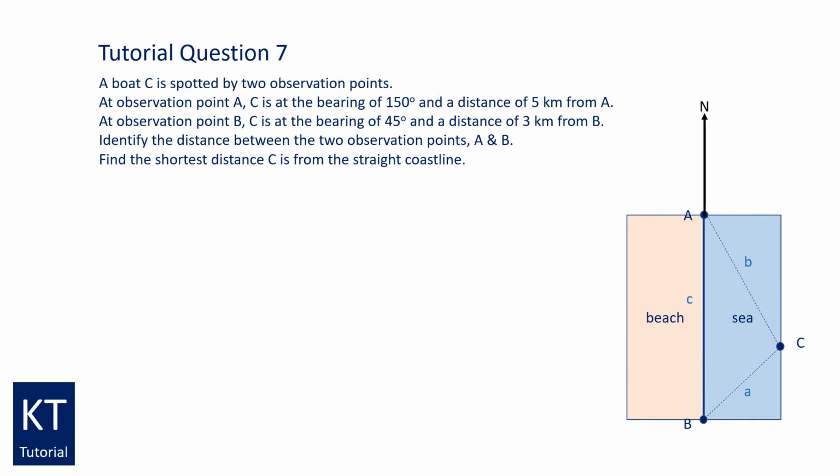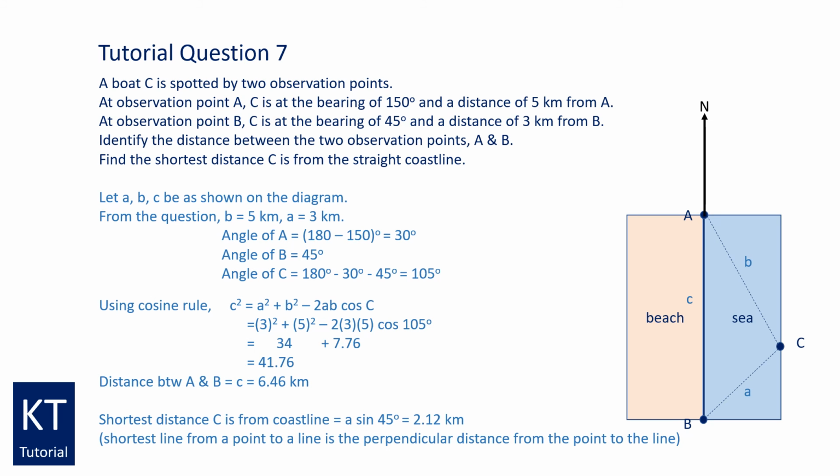Tutorial question 7. A boat C is spotted by two observation points. At observation point A, C is at the bearing of 150 degrees and a distance of 5 km from A. At observation point B, C is at the bearing of 45 degrees and a distance of 3 km from point B. Identify the distance between the two observation points A and B and find the shortest distance C is from the straight line coast.